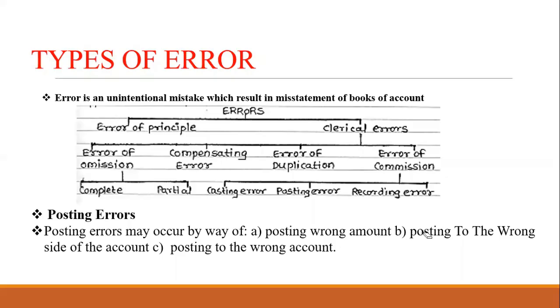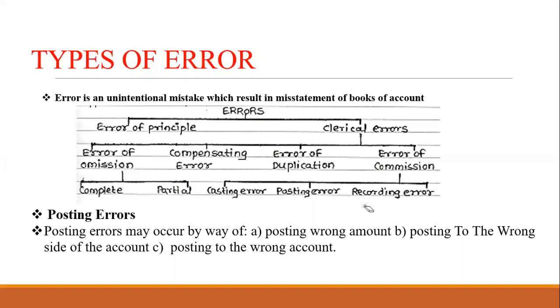Posting of wrong amount. Posting to the wrong side of the account: it was supposed to be on the debit side, you posted on the credit side. Posting to the wrong account: it was sale, you mistakenly wrote it in purchase. So these were the three types of posting errors: posting of wrong amount, wrong side of the account, and wrong account. Did everyone get that point? Yes, sir.